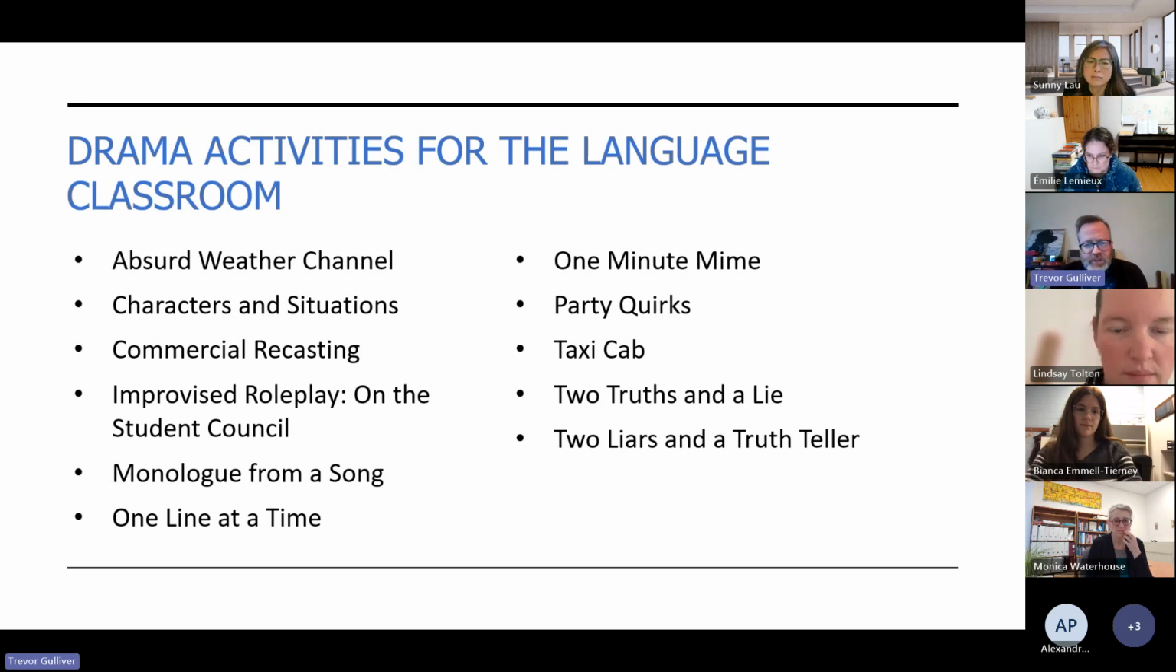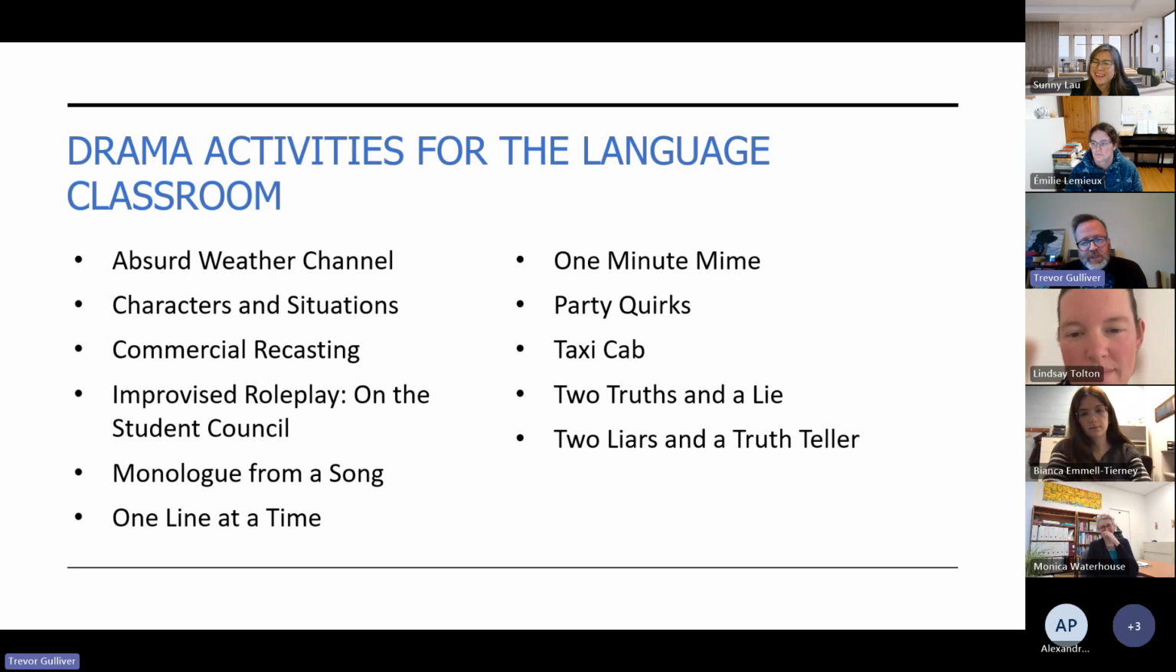Party quirks is just walking around the room socializing, but everybody has a special quirk. For example, says "like" a lot, or never really listens to what anyone else is saying. And then you just have to basically role play that one quirk in a normal conversational environment. In the end, we try to figure out what other people's quirks were. The taxi cab, I forget what's happening with the taxi cab one, but I've seen it done and it's a lot of fun, and it involves people getting in and out of the taxi cab and following a story.